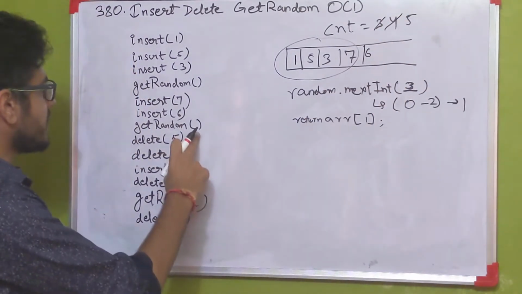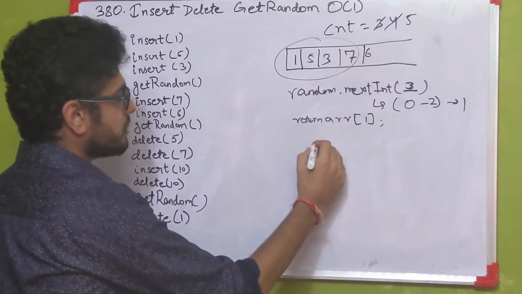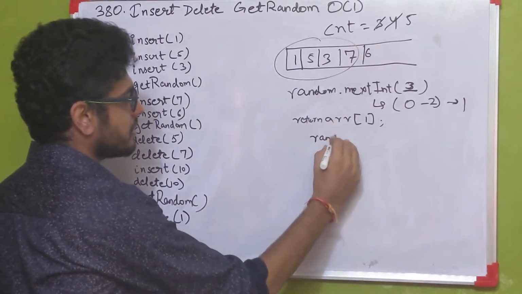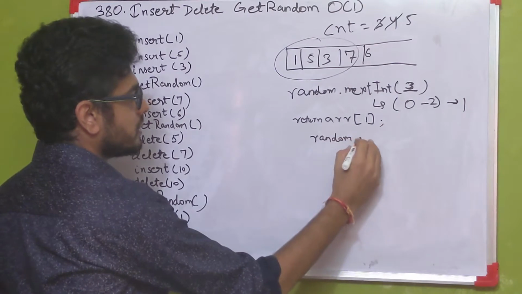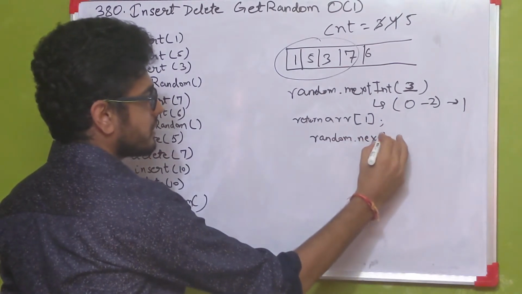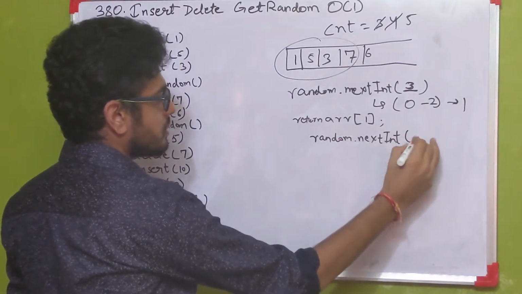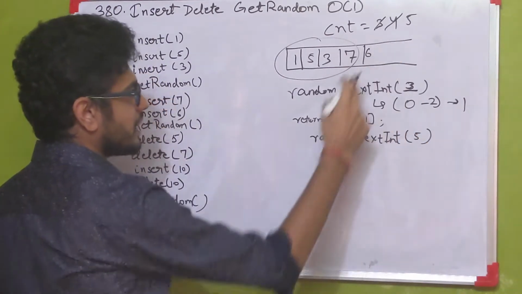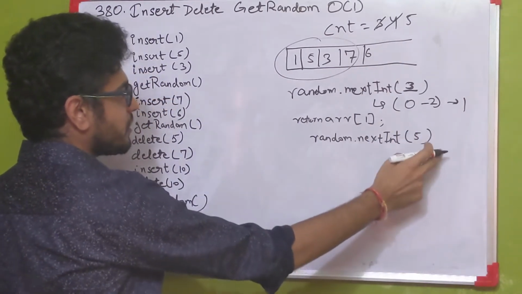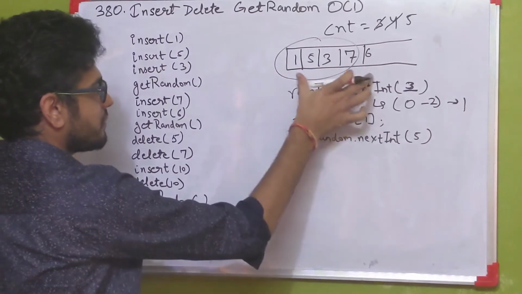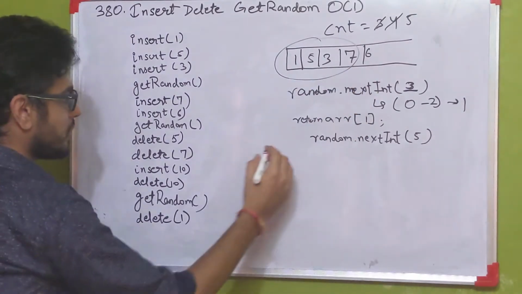Now the next operation again is get random. We are going to generate a random number, random.nextInt(5), because count is 5 over here. So this is going to give a random number out of any one of these numbers and we are going to return this.